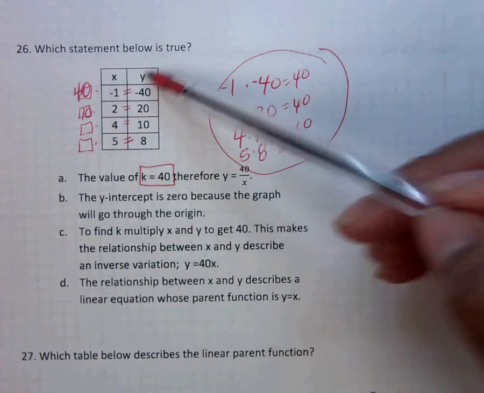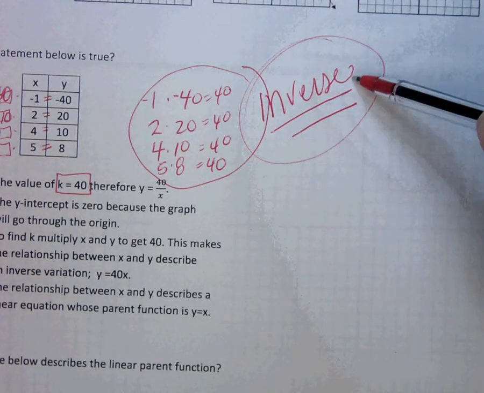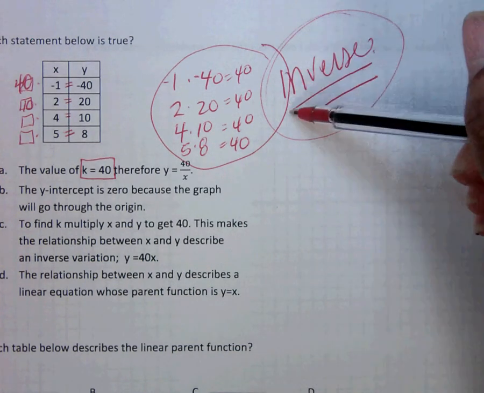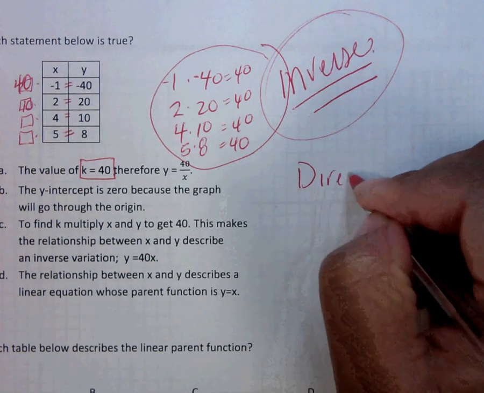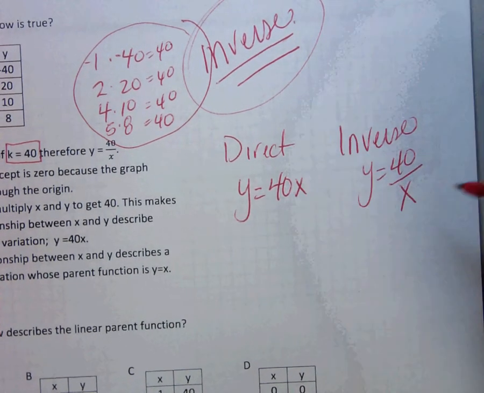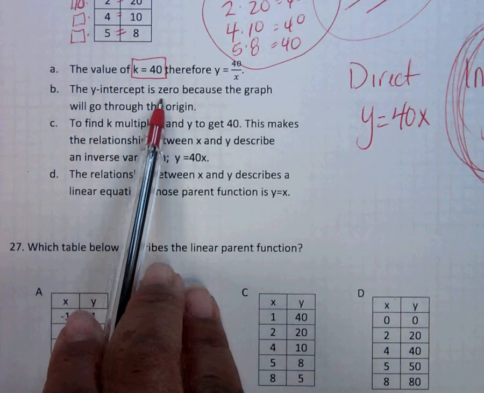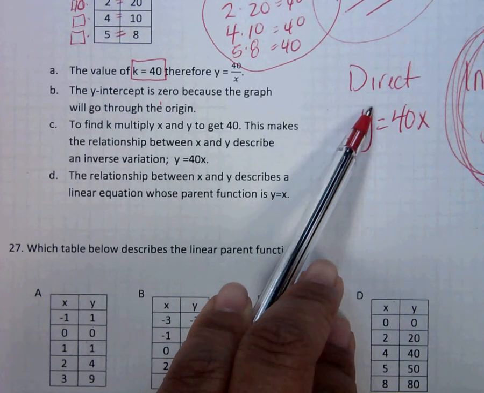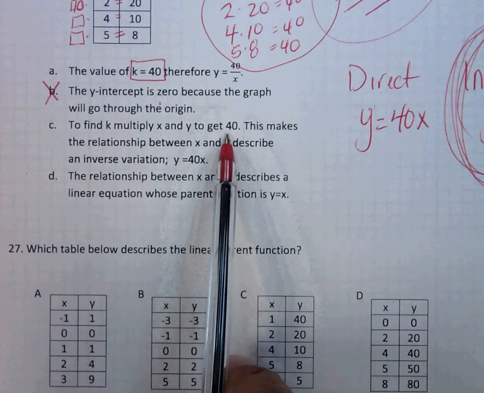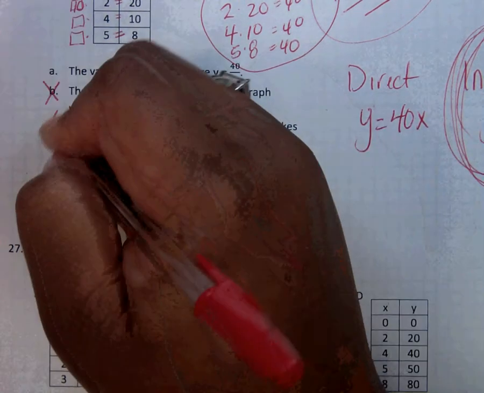And when you multiply x and y to get the same number, that's called what? Yeah, good job. So which answer choice explains these type of problems? We have two. We know that direct looks like this. We know that inverse looks like this. Which answer choice talks about this? Let's look. The y-intercept is for him only. So we can't use that one. Yes, we did multiply x and y. You're right. But is this correct? Good job.